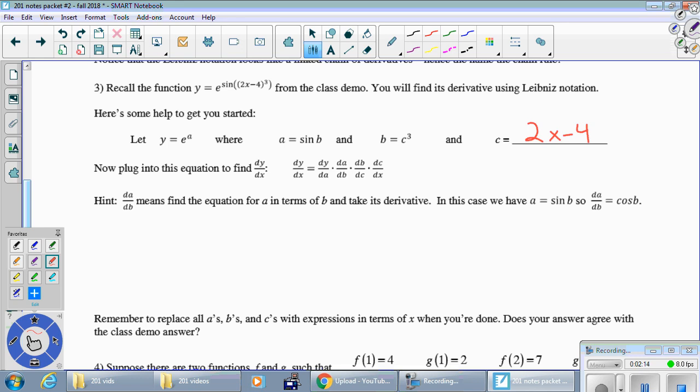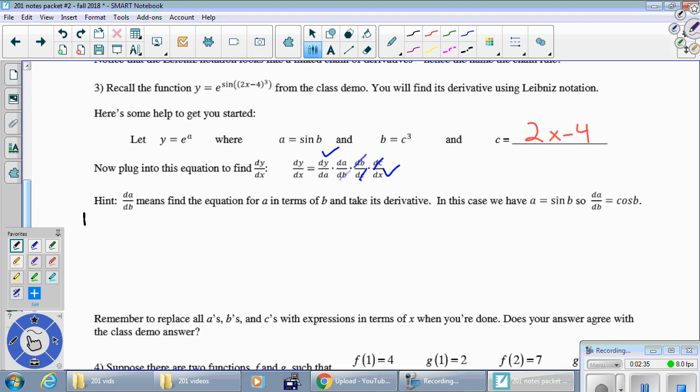So we're going to find dy/dx by using this expanded Leibniz version of the chain rule. So dy/dx equals dy/da times da/db times db/dc times dc/dx. Again, if you'll allow me to just cancel, treating these like ordinary fractions, then sure, we get dy over dx. So let's see what we can do.